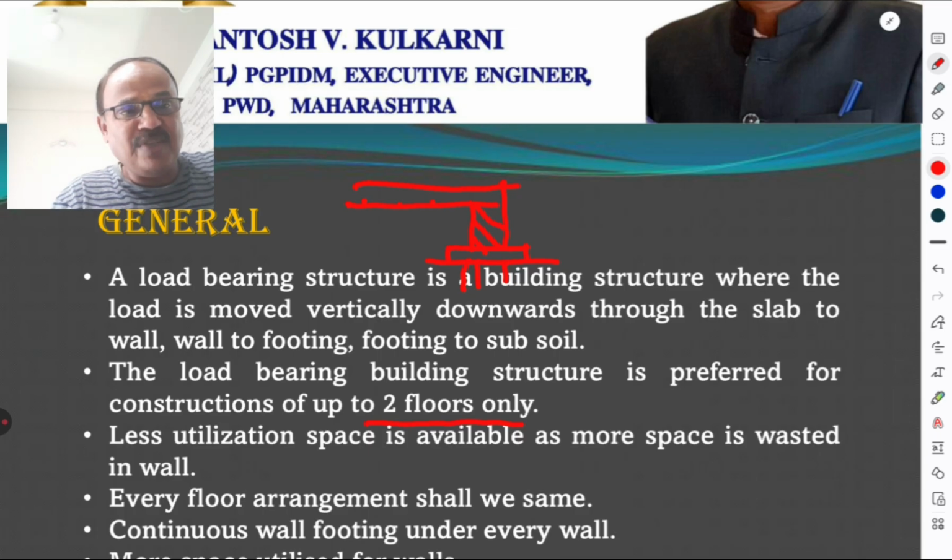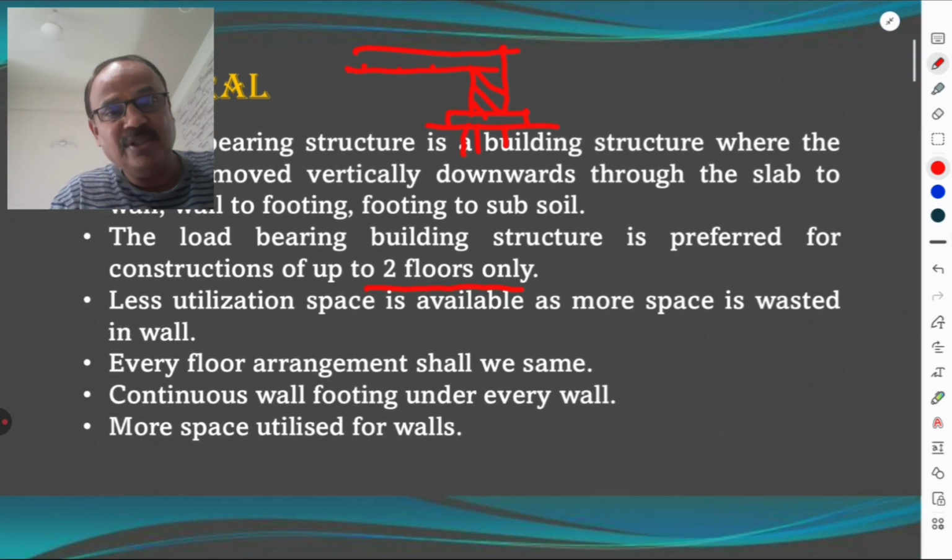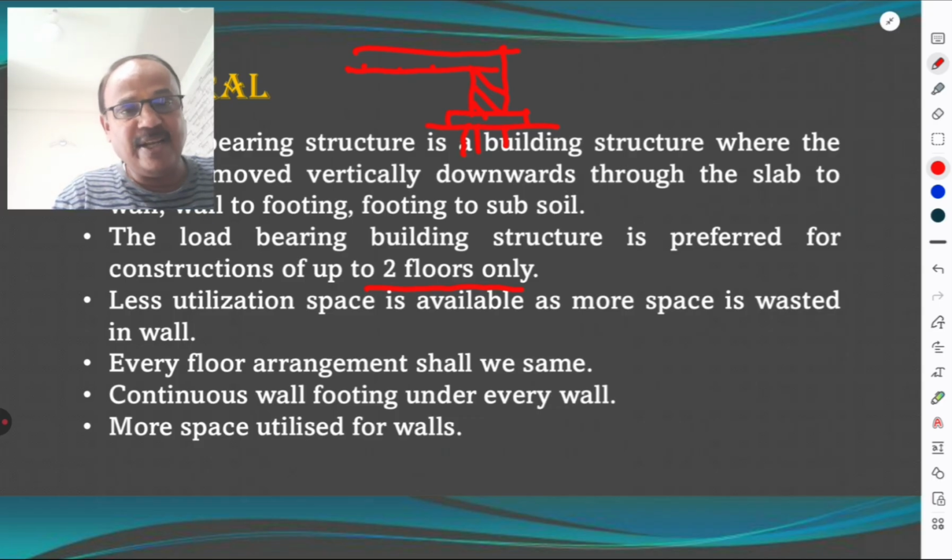Less utilization space is available as more space is wasted in the wall because thickness of wall is more, because wall is taking directly load from the slab. That's why the less utilization space. Every floor arrangement shall be the same and continuous wall footing under every wall. More space is utilized for the walls.